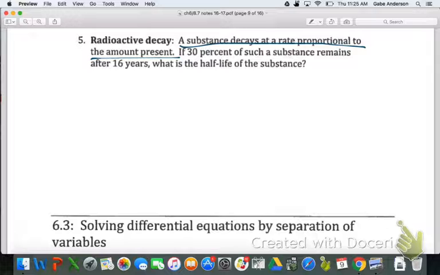So anyway, here's my first task for you guys. Will you take this phrase right here, a substance decays at a rate proportional to the amount present, and write a differential equation for that? I don't know what letters you're going to use. We'll maybe try to come to an agreement on that in a second, but see what you come up with.